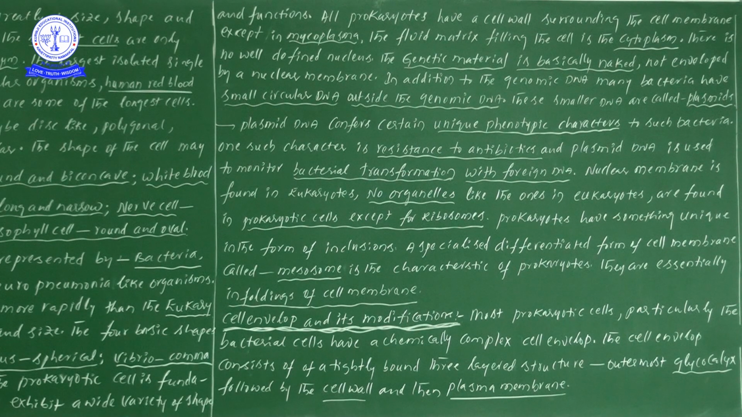Next one, nuclear membrane is found in eukaryotes. Nuclear membrane, that we know very well. Why we call them eukaryotes: EU means true, karyo means nucleus. If true nucleus is present, what is the meaning? Definitely a well-defined nucleus is present.